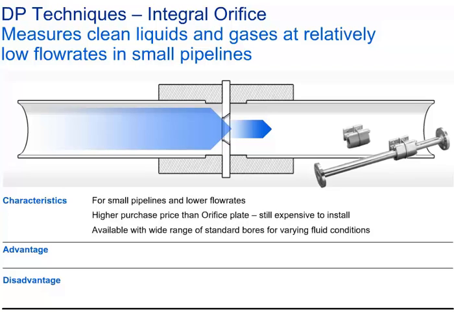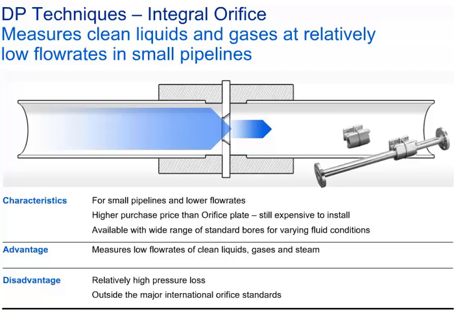But it is very versatile, because it can meter fluids in small pipelines and be supplied with replaceable orifice plates, which come with a selection of predetermined bores. This enables a standard product to be applied to a wide range of fluids and flow rates. The advantage is that relatively low flow rates of clean liquids and gases can be measured. Sometimes the relatively high permanent pressure loss could be a disadvantage, and the design is outside of the major international DP Flowmeter standards.